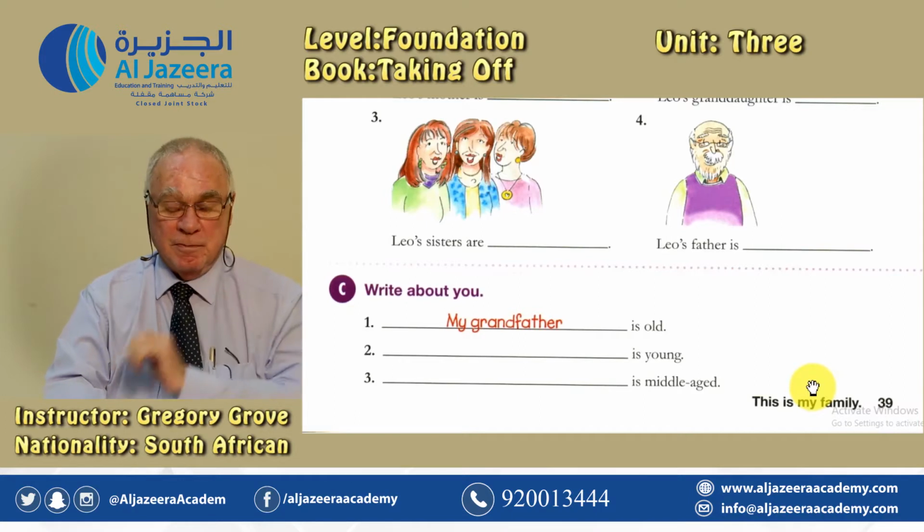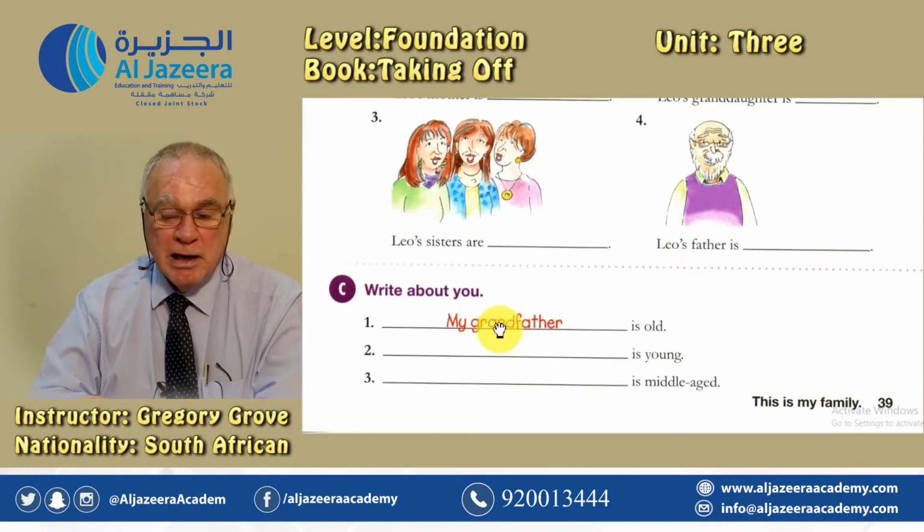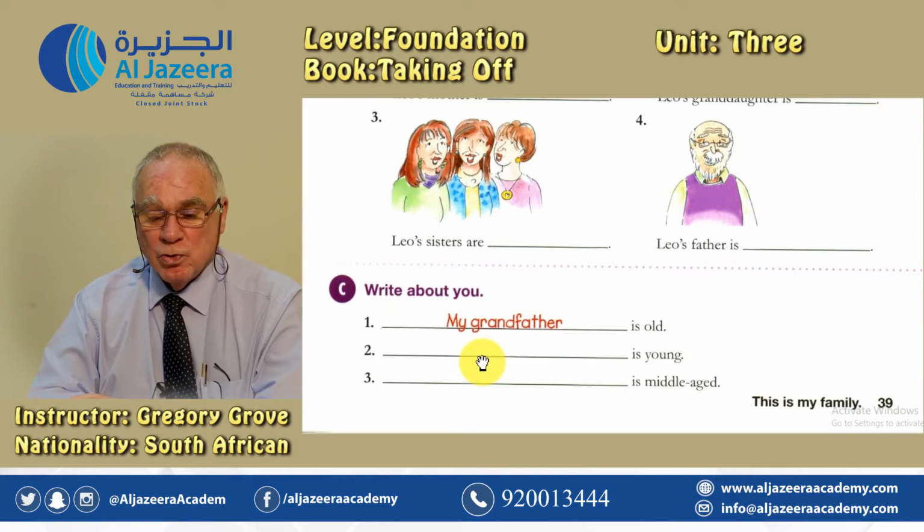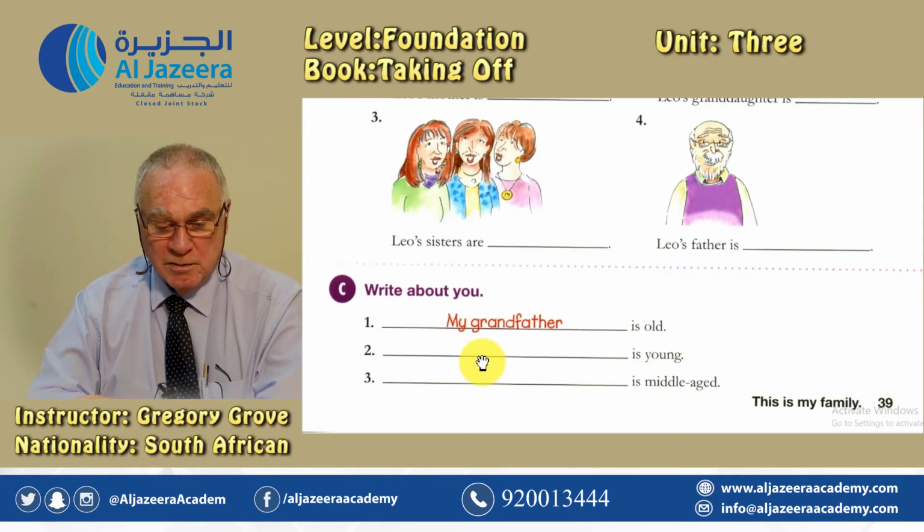Now, write about you. They've done the first one for you. My grandfather is old. And for you, who in your family is young? Could be your daughter, your brother, your sister, or your children. And who in your family is middle-aged? Could be my parents, my father, my mother, my aunt, anybody. Who is old? Who is young? And who is middle-aged? Complete that exercise, please.